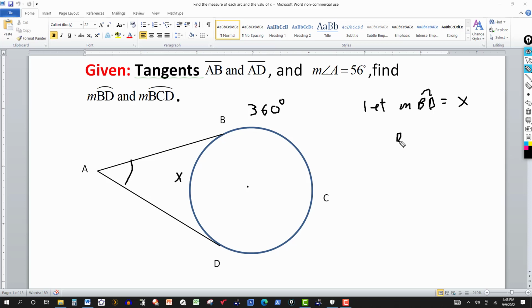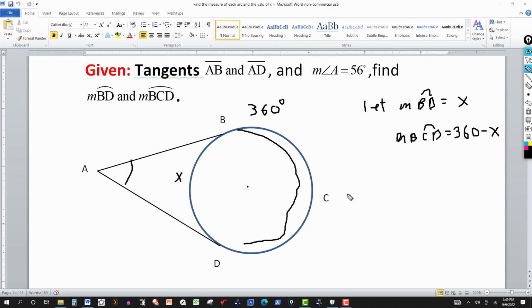So therefore the measure of arc BCD, that would be this arc over here on this side. The total has to be 360, so if I let this BD arc equal X, then the other one has to be 360 minus X. I'll leave the degrees out for now.